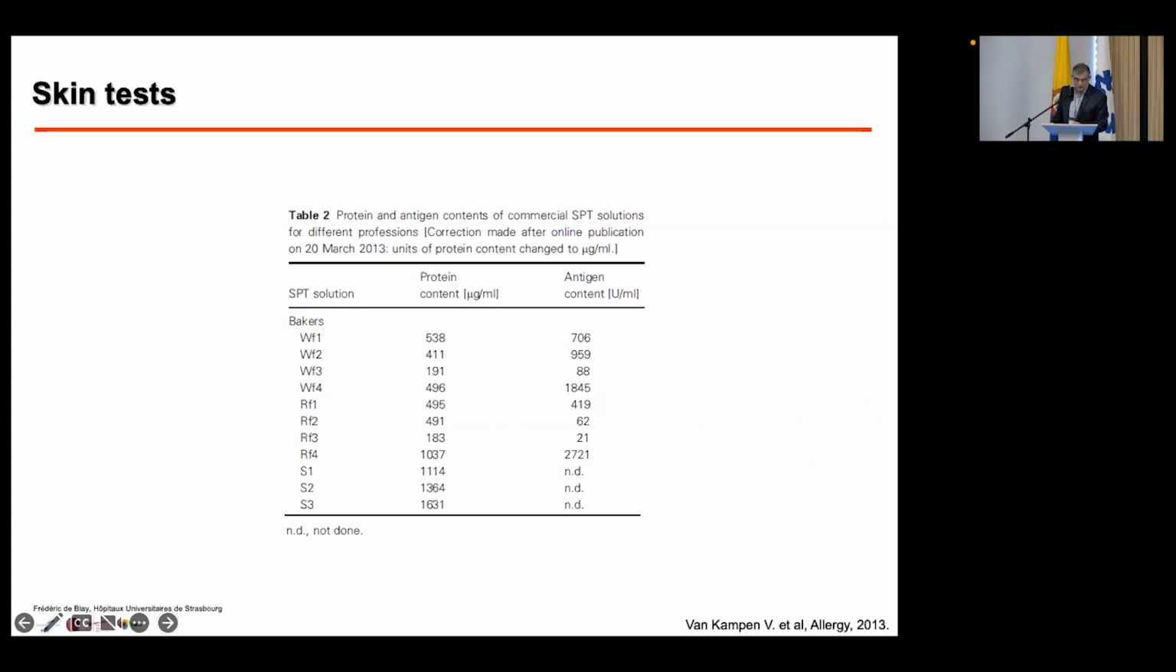It is about bakers. It's the quality of all these commercial extracts, and you can see that the level of protein could vary. And the level of antigen, look at this, 21 versus 2070. So it's completely different. So you must be very careful about the quality of the skin test. And this is a real issue, particularly for us in France, because we have less and less skin test extracts.